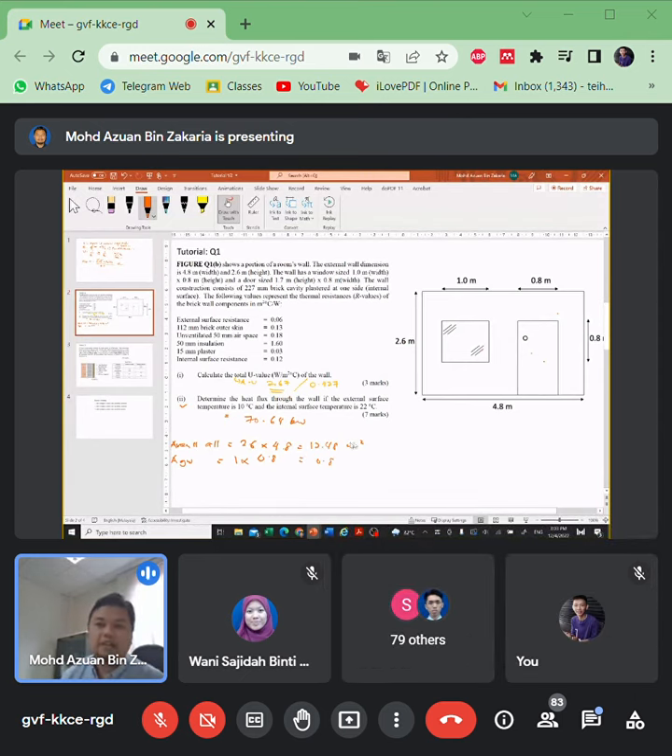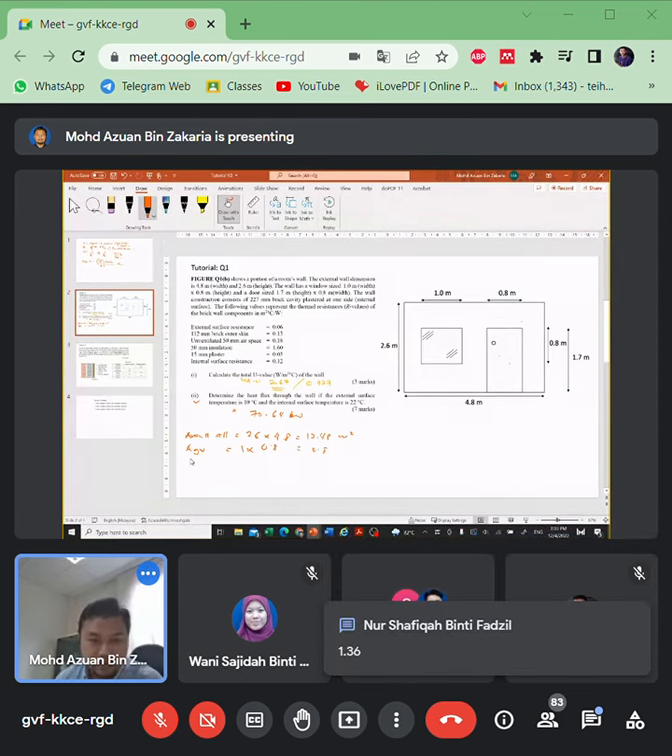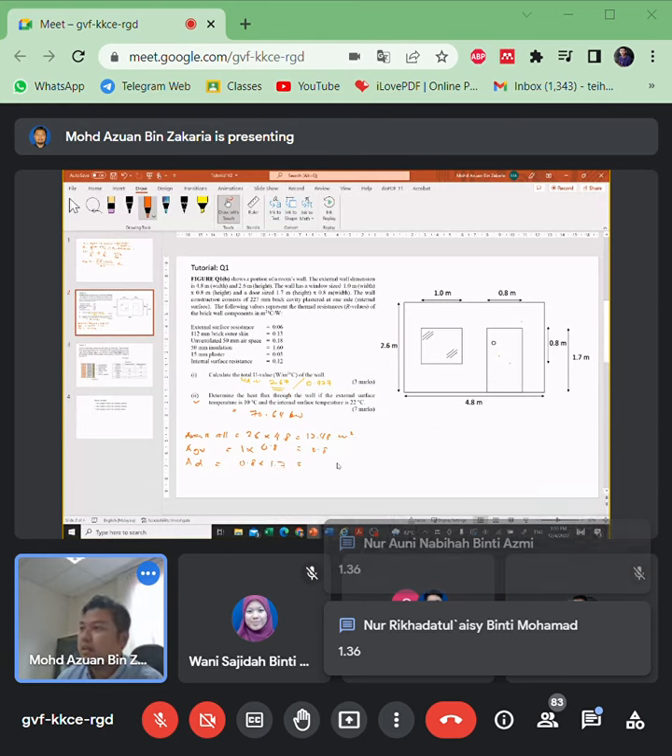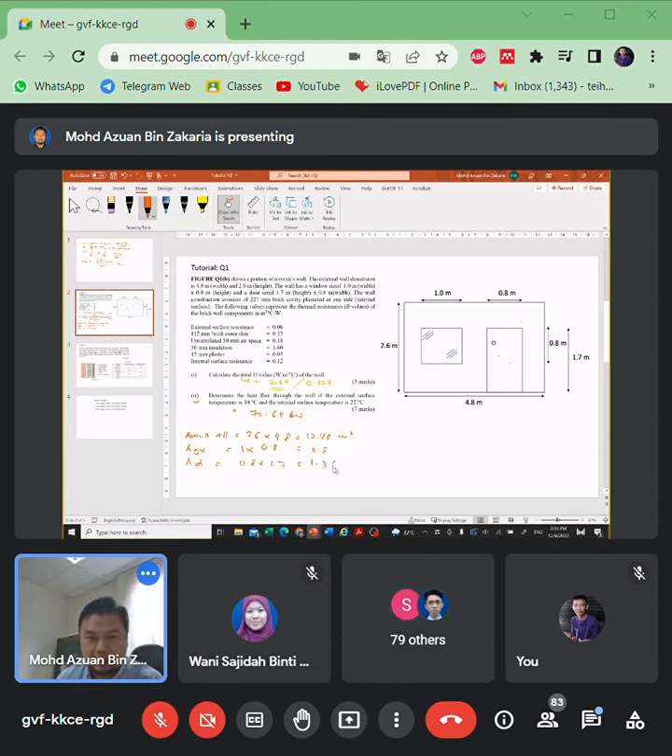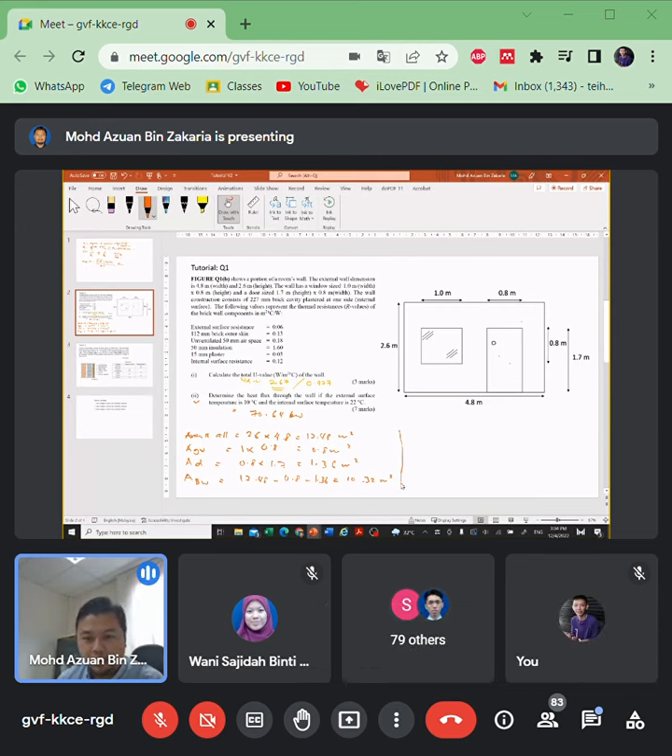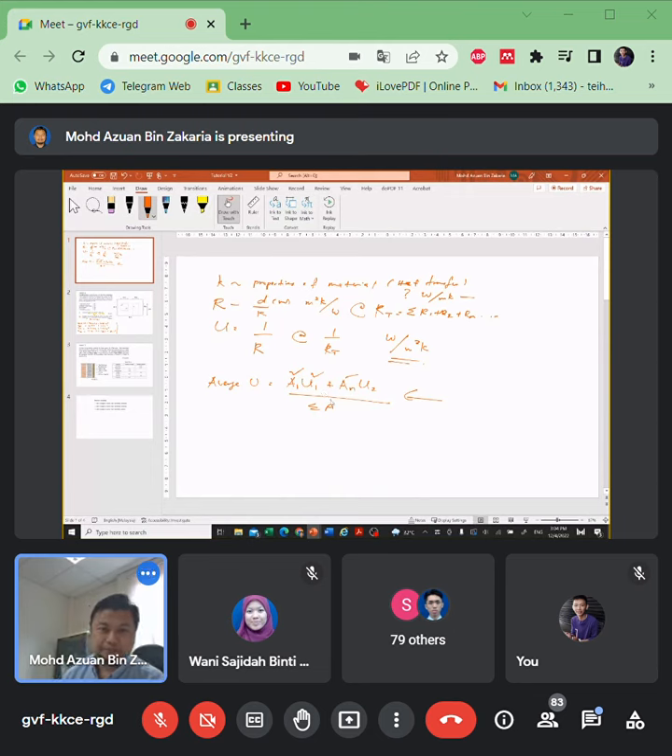And then lastly, the door. Area of door is 0.8 times 1.7, which is 1.36. Lastly, area of brick wall, which is 12.48 minus 0.8 minus 1.36 equal to 10.32. Very good. Very fast response. Now we already obtained all the area, so we got the area of each material.